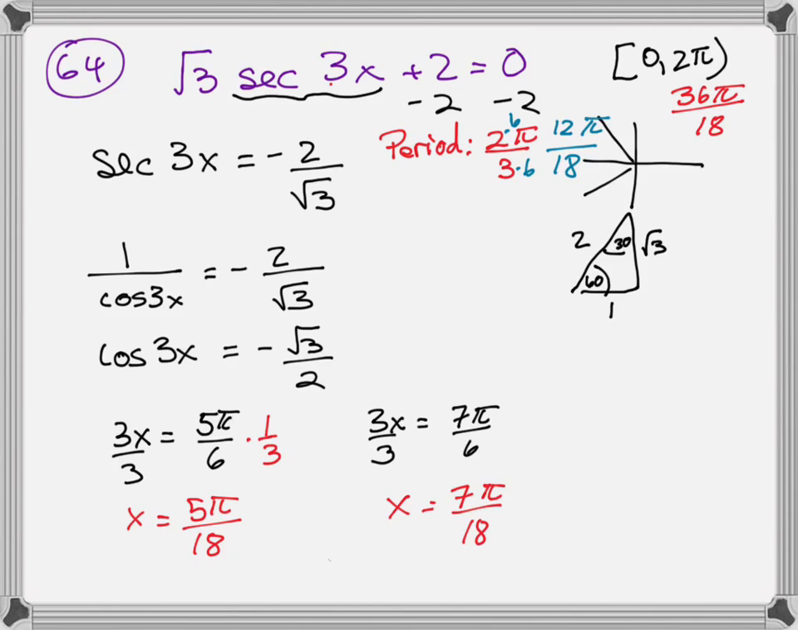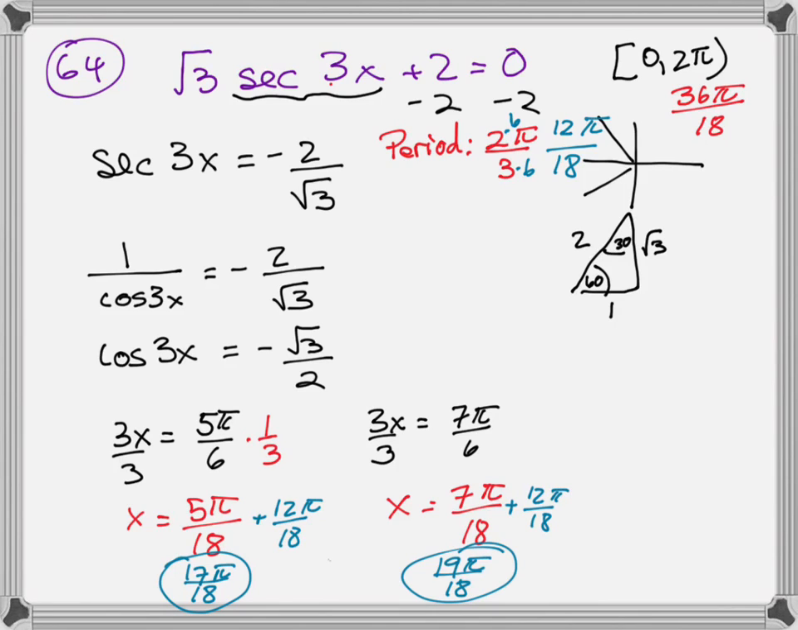Let's find the next angle here. We're going to add 12 pi over 18. So 5 pi over 18 plus 12 pi over 18 is, let me just write them here, 17 pi over 18. So that's your next angle. We're going to add 12 pi over 18 here, and that would be 19 pi over 18. Okay.